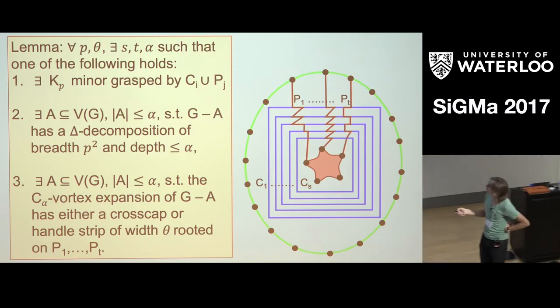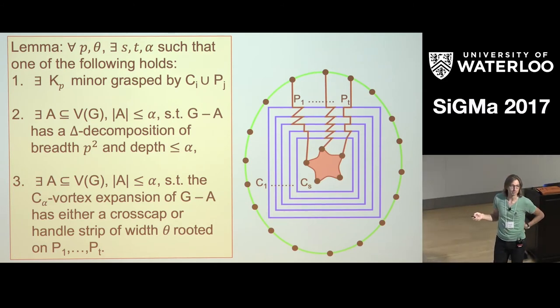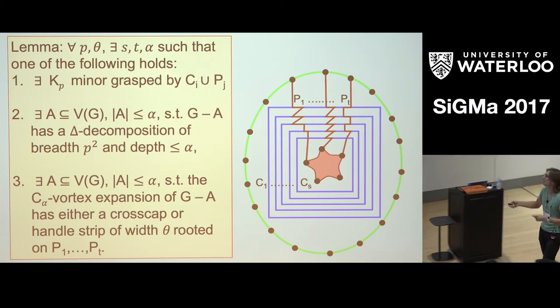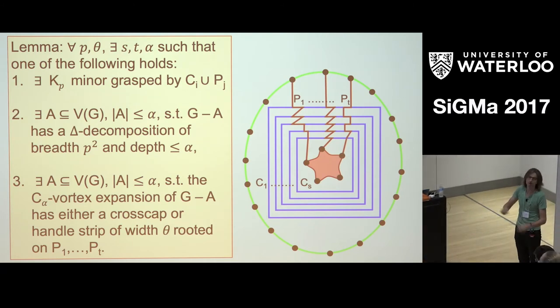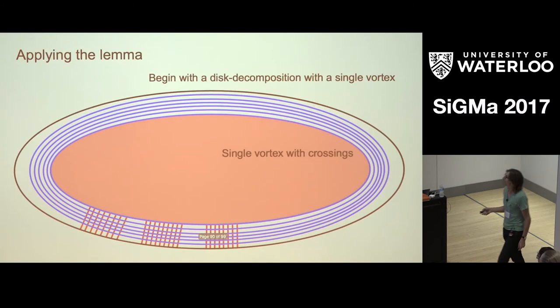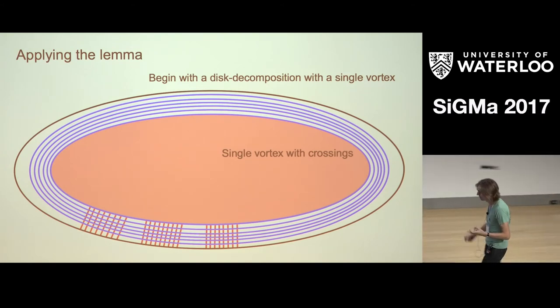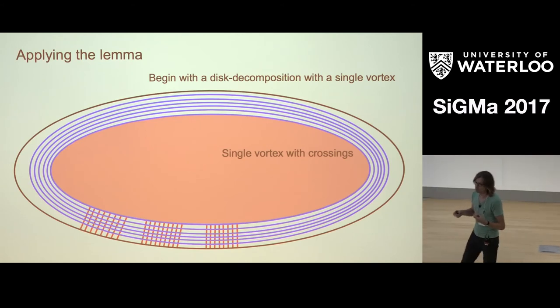I am not going to tell you what a handle strip is, but you can probably fill it in with your imagination, right? This was embedding a strip within a crosscap sense, a handle strip. You're going to be embedding two strips as a handle onto the boundary of C alpha. Okay. Let's put it all together. Let's talk a little bit about how this lemma helps us prove the whole theorem.